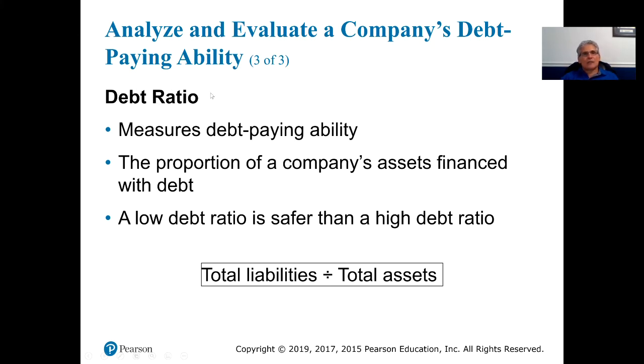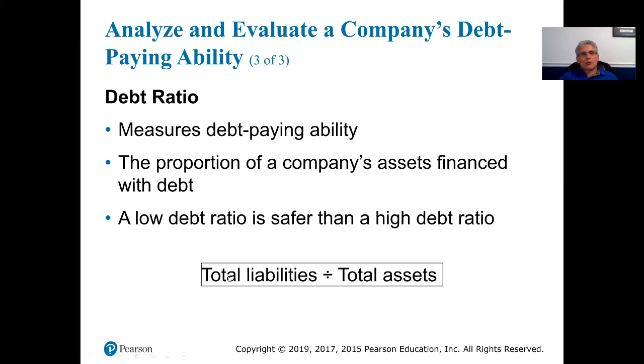The debt ratio measures the debt-paying ability of the company. So now we're looking at the company's ability to meet its longer term obligations. Generally speaking, a lower debt ratio is safer than a high debt ratio. For the most part, to make a determination about whether a company's ratio is good or bad, you're going to have to get the industry average. How does this company compare to others in the same industry? If it's a better ratio, then you know it's safer. If it's worse, then there's more risk associated with it.